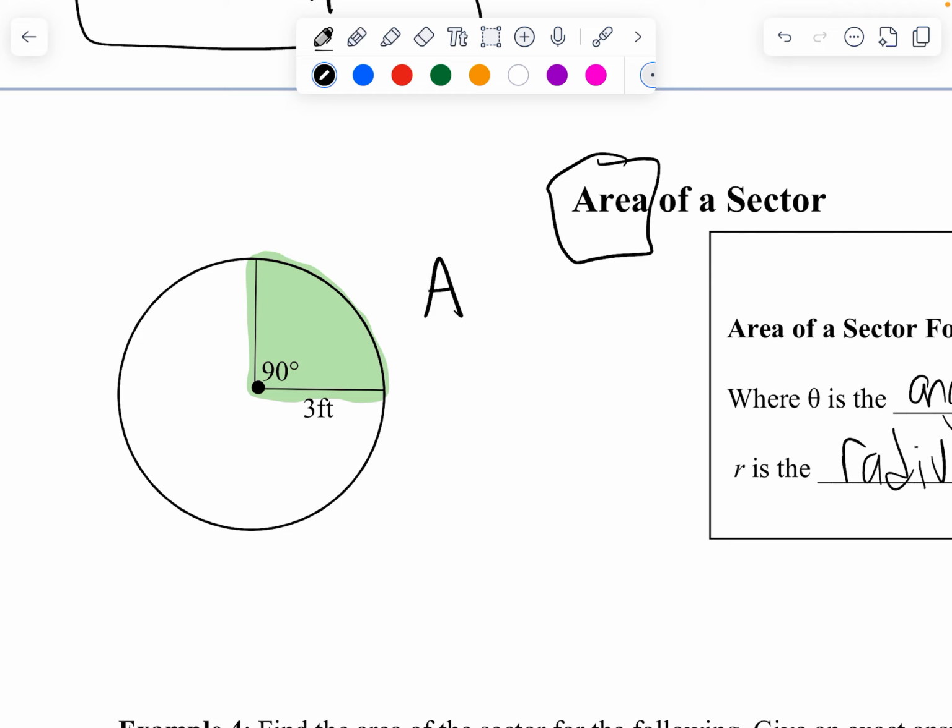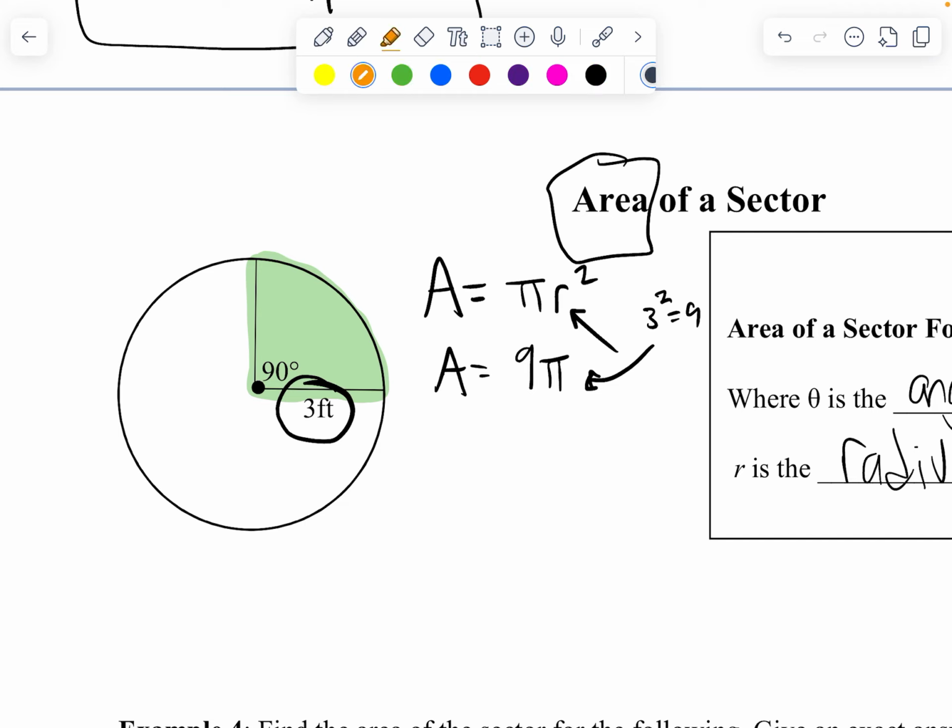So hopefully you remember area of a circle is pi r squared. So in our case, our area will be 9 pi, because 3 is the radius, right? Plug in 3 there. 3 squared is 9, right? Which means that's how we got to our 9 pi. So that means the entire area of the circle, right? This whole thing is 9 pi. You can say, okay, well, I'm not looking for the whole thing. I'm only looking for 90 degrees of the whole 360.